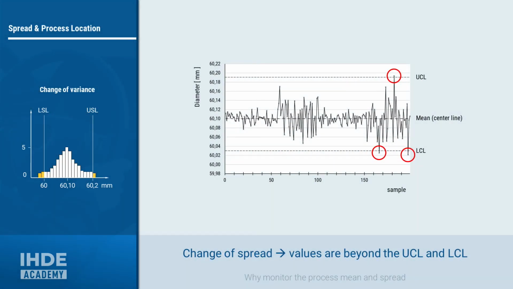Now let's look at what a variation in process spread might look like. The first 50 values have a relatively small spread. The next 50 values have a visibly greater spread. Samples 100 to 150 again have the same small spread as the first 50 values. With the last 50 values, however, the spread has become so large that even 3 values are outside the control limits. This would be a clear indication that the process is no longer under control and corrective action needs to be taken.